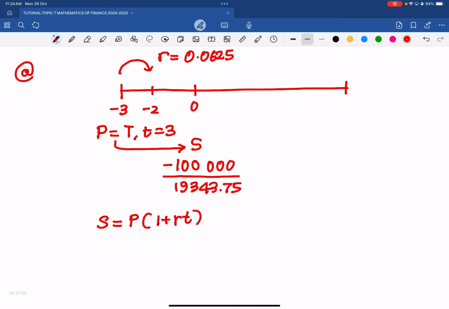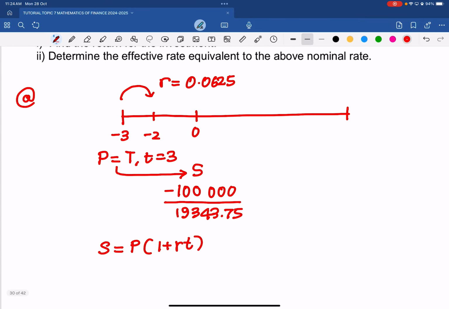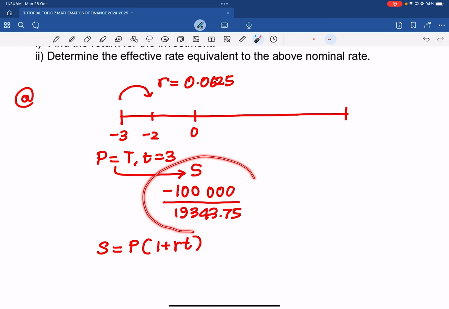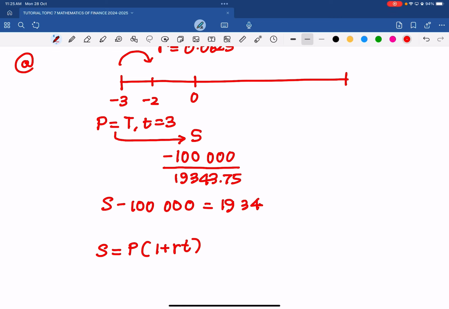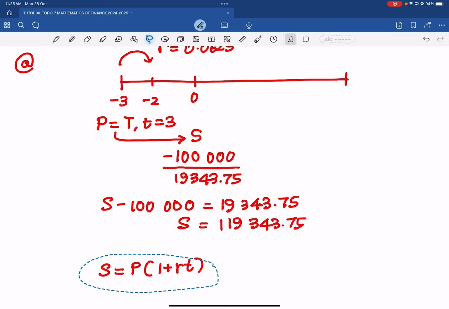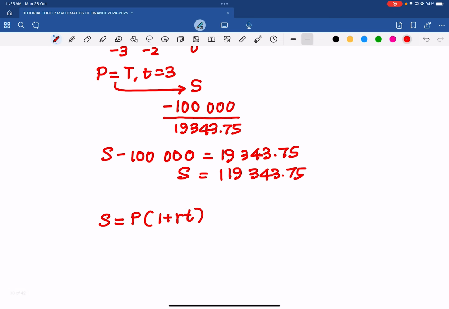How do we find S? Do we know S? We can find S. What is the value of S? If he withdraws 100,000, his balance is 19,343.75. What is S? 119,343 and 75 cents. We can know S. So put it into the formula: 119,343.75.